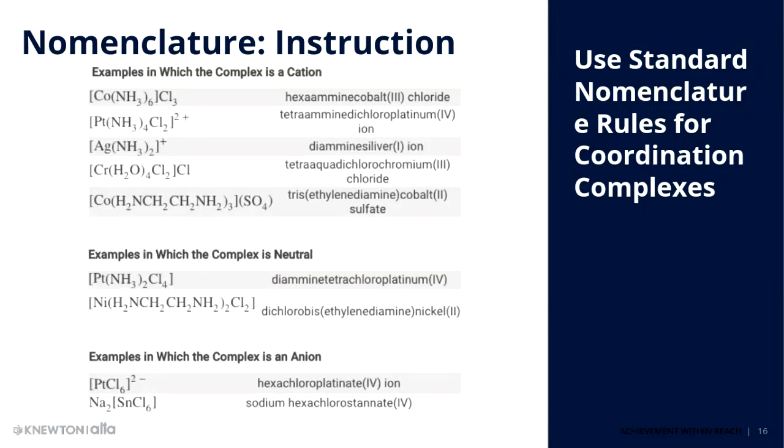So these are some of the examples. You have one type of ligand, so the bracket stops here. That's not part of the ligand. So you have 6 ammonia. It's going to be hexaammine cobalt chloride. Hexaammine cobalt chloride. Do you have to say trichloride?